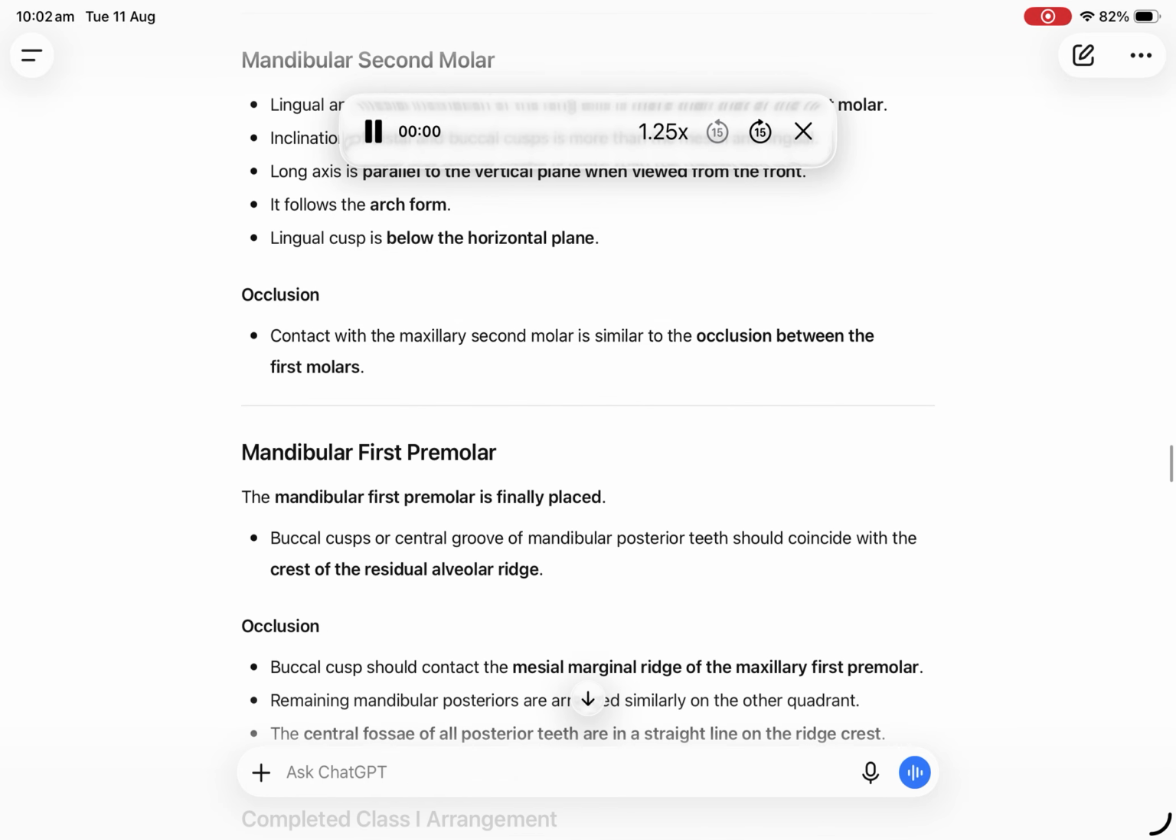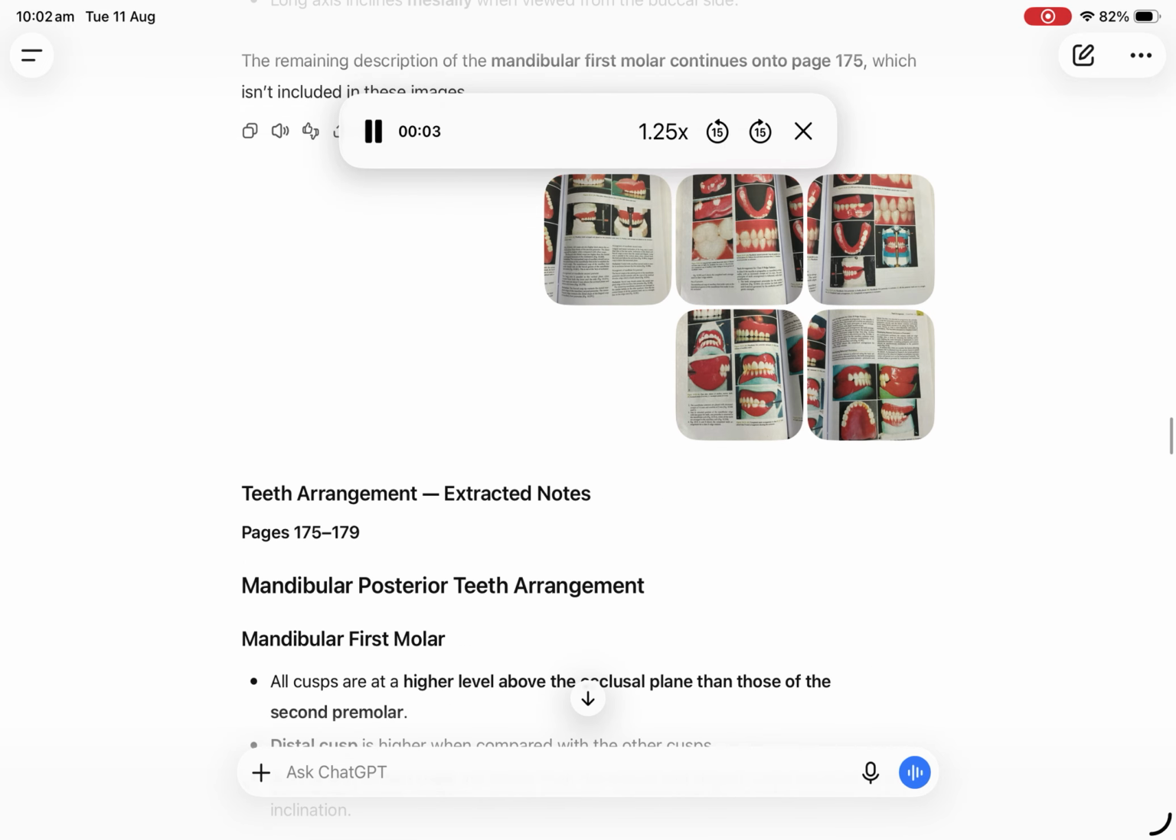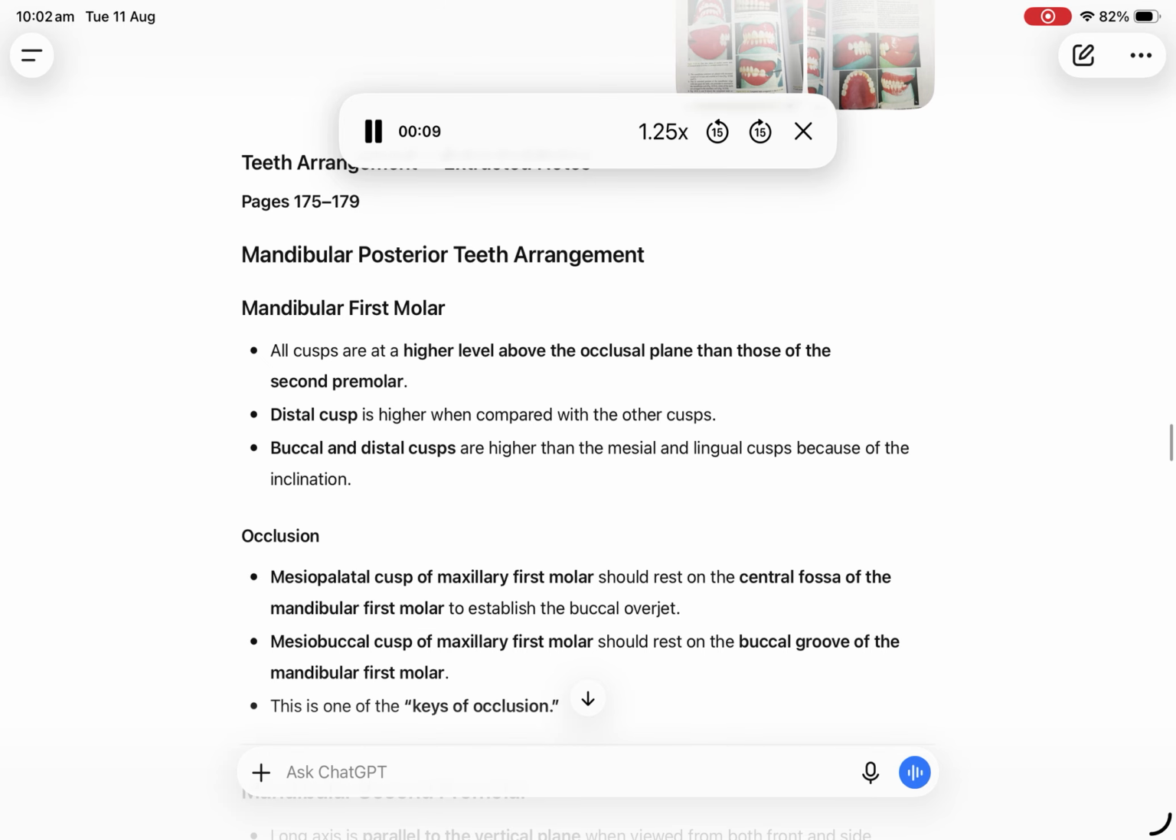Teeth arrangement. Extracted notes. Pages 175 to 179. Mandibular posterior teeth arrangement. Mandibular first molar. All cusps are at a higher level above the occlusal plane than those of the second premolar. Distal cusp is higher when compared with the other cusps. Buccal and distal cusps are higher than the mesial and lingual cusps because of the inclination.